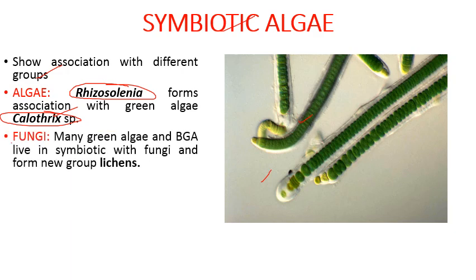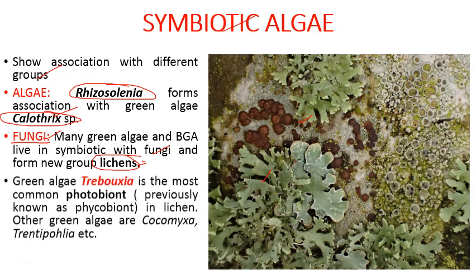Next we have algae which shows association with fungi. So this is the most common association जिसे हम lichens कहते हैं. Lichen is the symbiotic association of fungi and algae, जिससे एक नया ग्रुप बनता है, that is called lichens. So the most common alga, which is a green algae found in association with fungus in lichens, is Trebouxia. It is a green algae, and the algal member of lichen is known as photobiont. जो लाइकन में एल्गल मेंबर होता है उसे फोटोबायोंट कहते हैं, क्योंकि ये पार्टिसिपेट करता है फोटोसिंथेसिस में, जिसे पहले फाइकोबायोंट भी कहा जाता था.